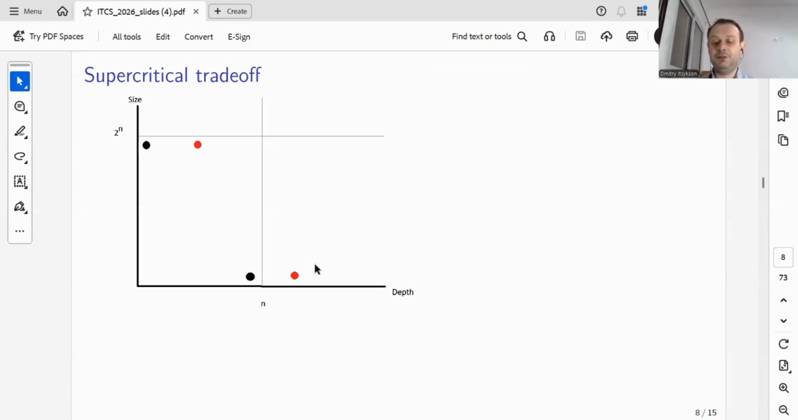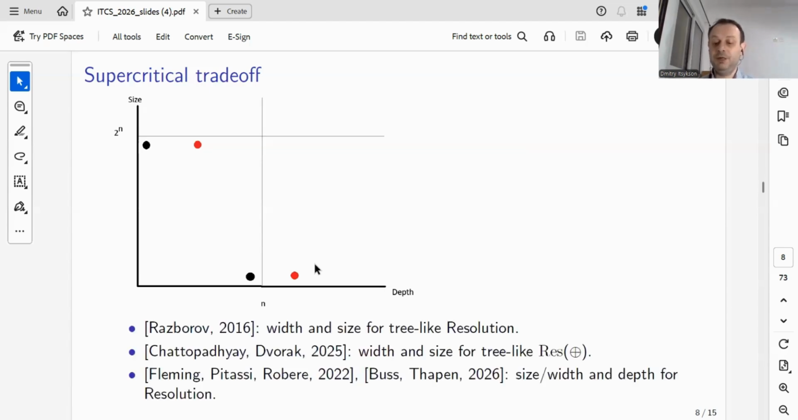There are known supercritical trade-offs in proof complexity. I will mention only results concerning the proof system we are talking about. Razborov established a supercritical trade-off between width and size for tree-like resolution. Chattopadhyay and Dvorak lifted this result to tree-like resolution of the parities. Fleming, Pitassi, and Robere, and then, using a slightly different technique, Buss and Thapen, established supercritical trade-offs between width and depth and between size and depth for resolution.